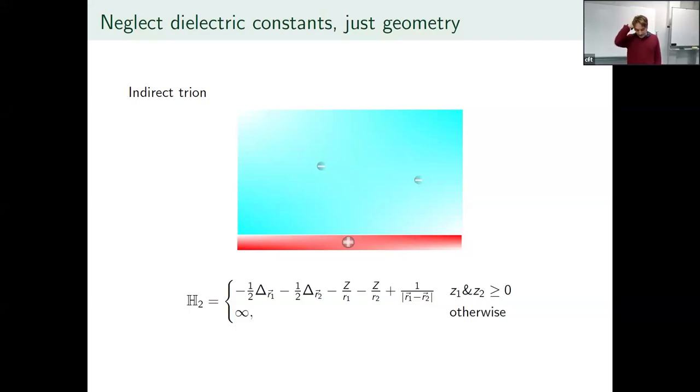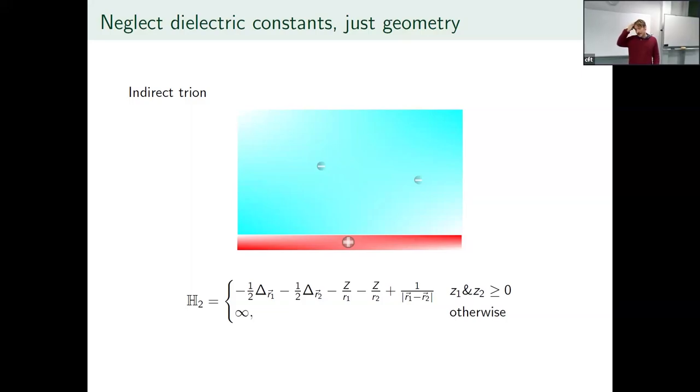We want to create a bound state out of this setup. We just have one layer which is very, very thick, and another which is very thin. In the thin layer we have positive charges, so you have holes, and in the other one we have electrons. We could also switch them, okay?